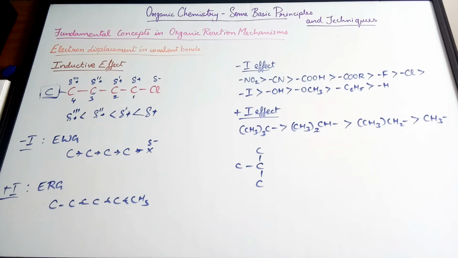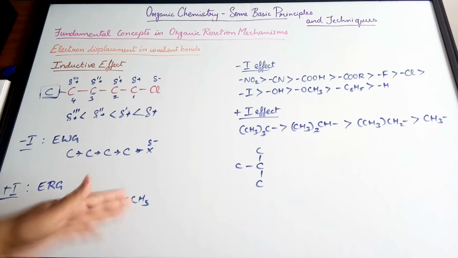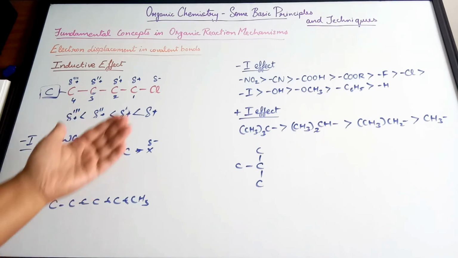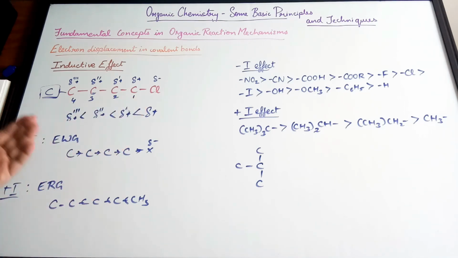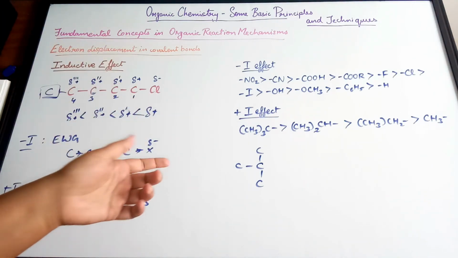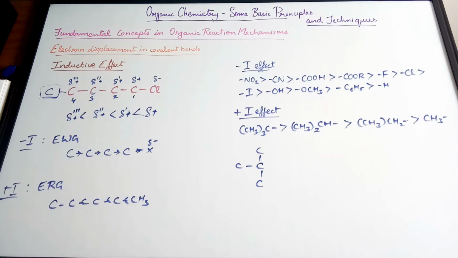So we learnt about the inductive effect in this video. It's basically a permanent effect, and it is caused due to the presence of an electron withdrawing or releasing group at the end. That is, electron displacement takes place. Notice I'm not using the word electron withdrawing or releasing when we talk about the definition, because it can be either electron withdrawing or electron releasing. So in the presence of an electron releasing group, the electron movement is towards the carbon chain, and when it's electron withdrawing, it's towards the substituent. Plus I effect is caused due to electron releasing substituents, and minus I effect is caused due to electron withdrawing substituents. Remember, this is very important.